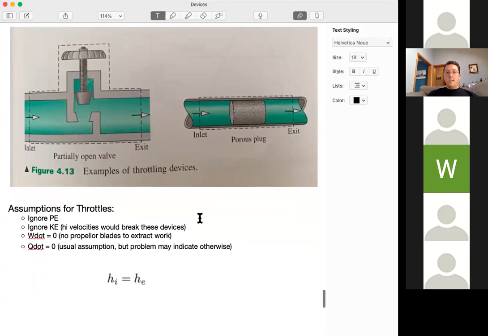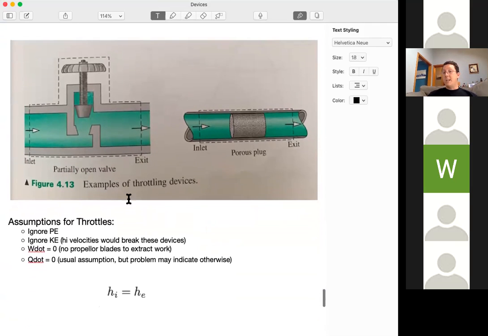All right, our last device is a throttling valve. It's particularly simple. There's one inlet, one outlet, so m dot is constant throughout. Ignore potential energy, ignore kinetic energy. You run these things at low velocities. If you tried to have high velocity, it would blow out. The pressure would be such that the device would fail. It would crack. So you run it at low speeds, so therefore you can always ignore the kinetic energy. There's no propeller or anything, so there's no power delivered.